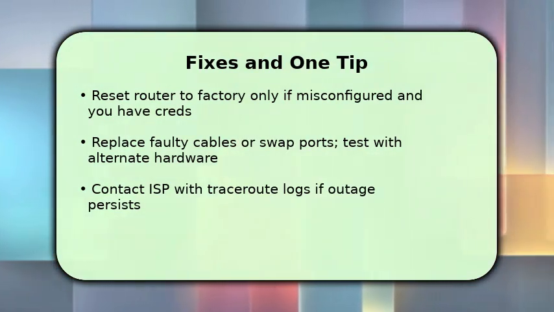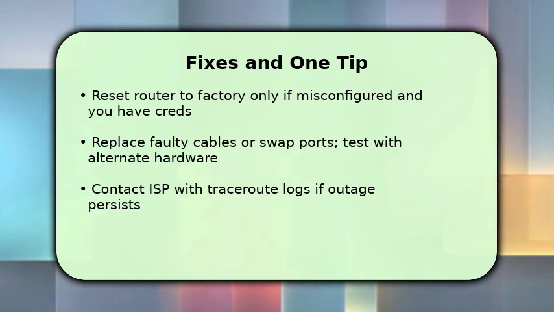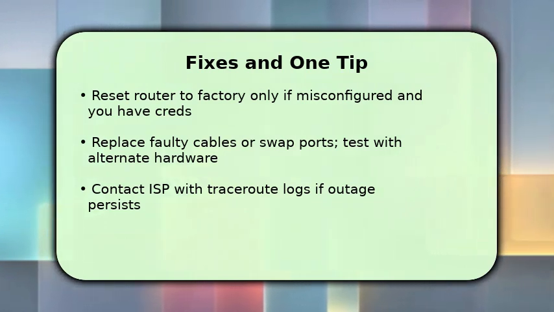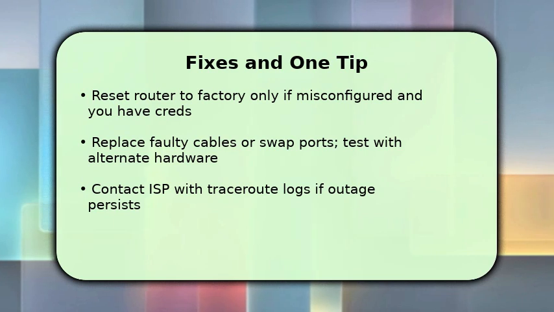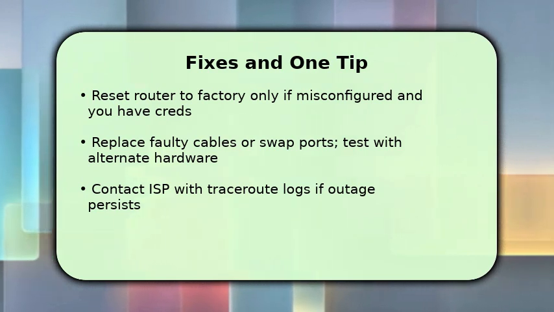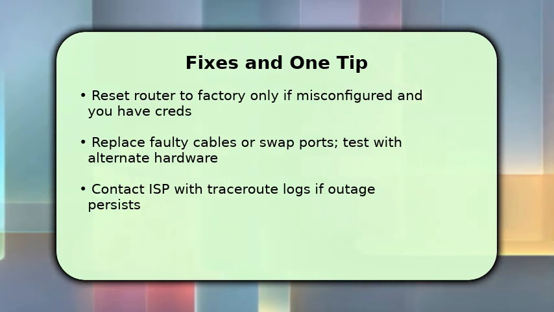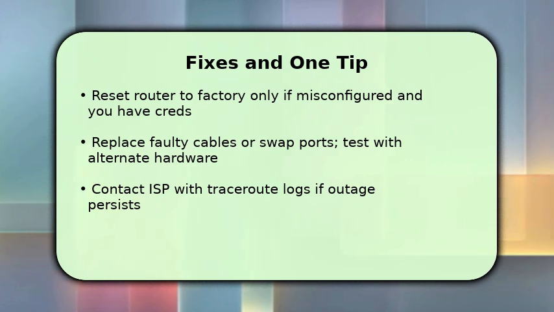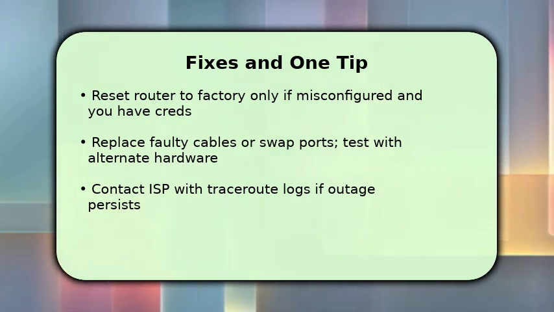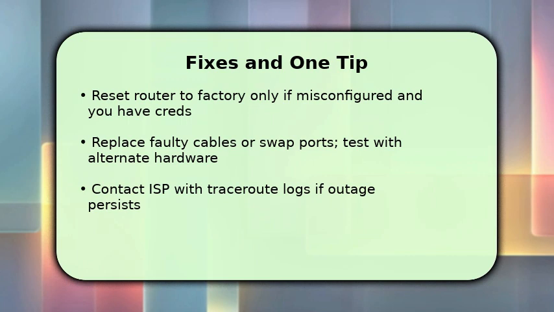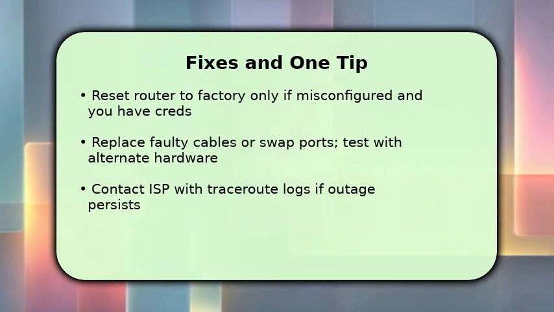If configuration errors persist and you have backups, restore from saved settings or factory reset as a last resort. Reconfigure SSID and passwords afterward. Replace suspect Ethernet cables or try different LAN ports to eliminate bad hardware. Once reconnected, confirm speeds and packet loss are within expected ranges.